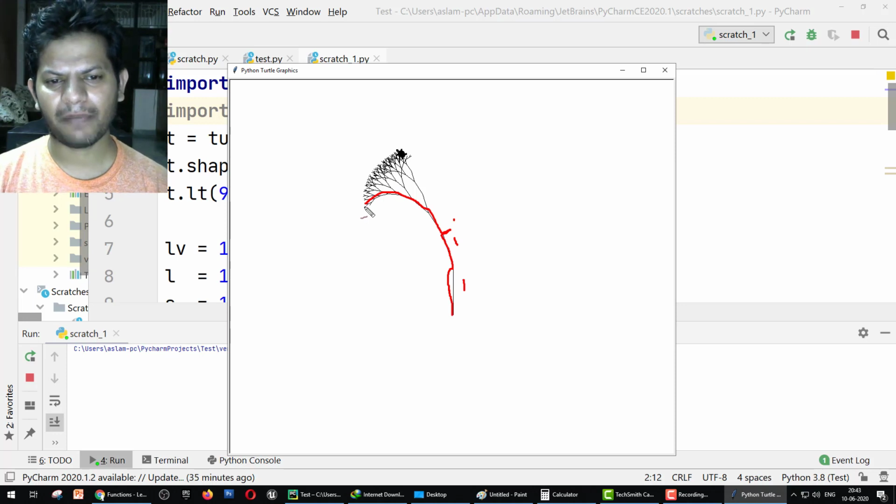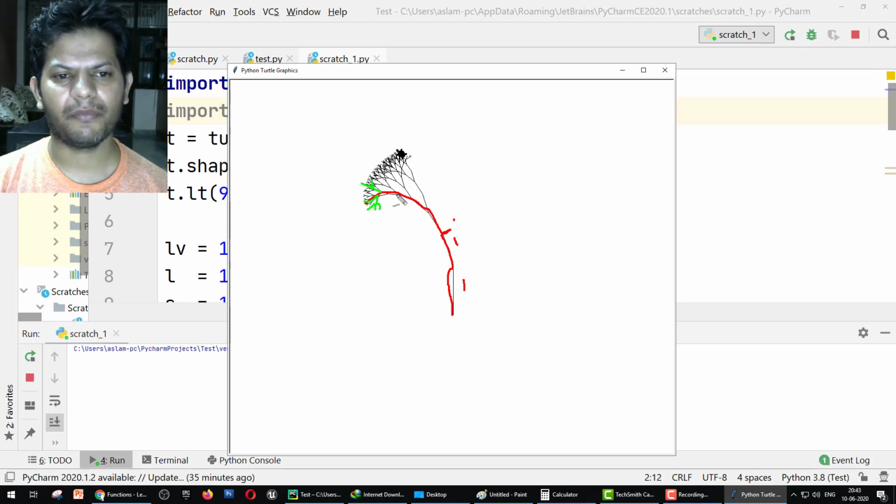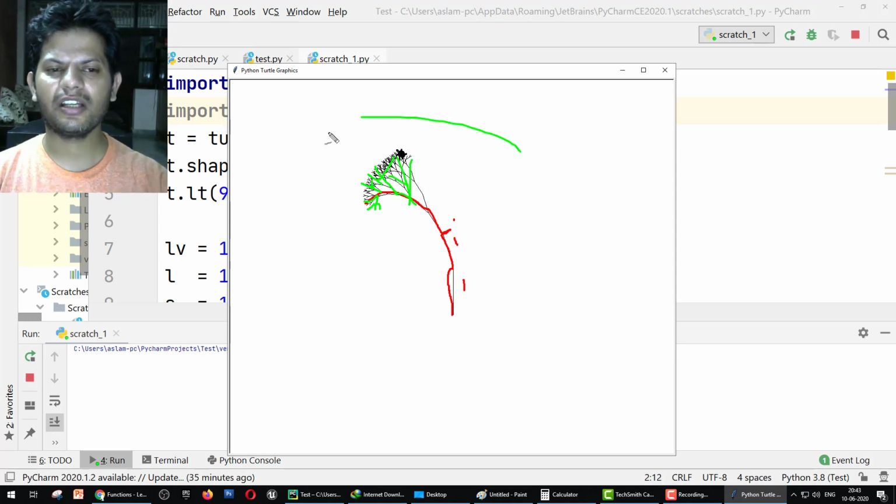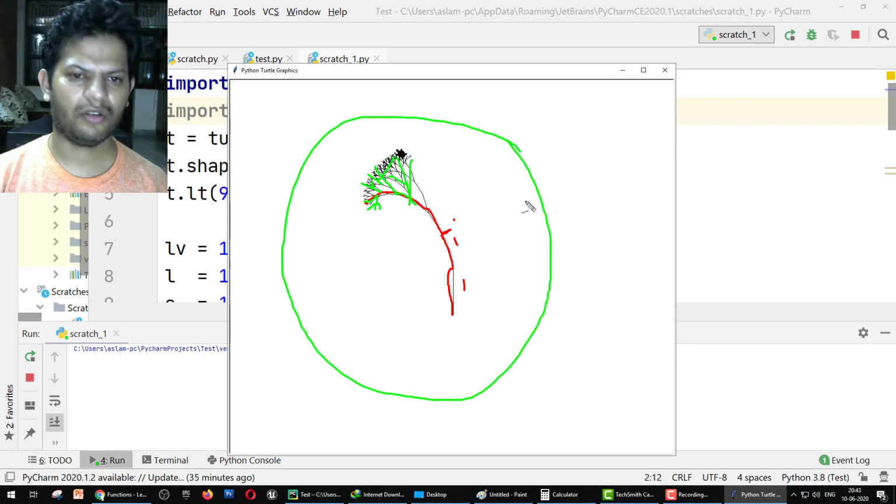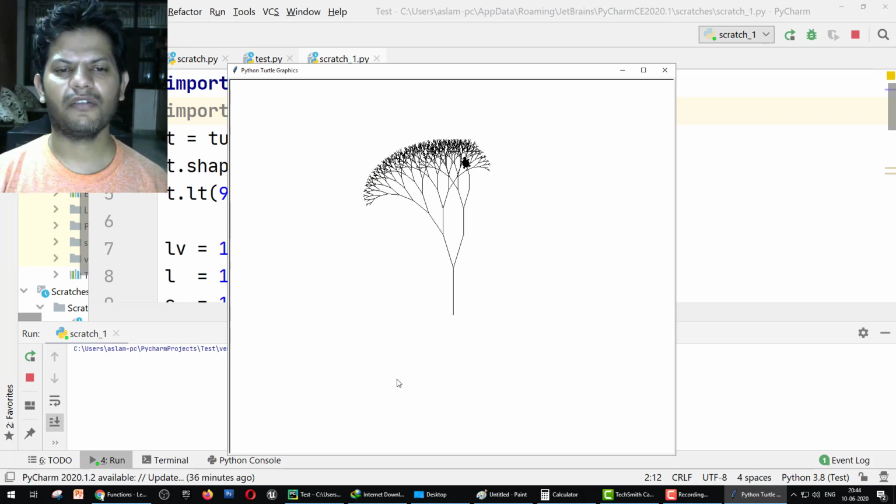Then after some steps are completed, he goes backward and draws some leaves. Go backward, draw some leaf. Go backward, draw some leaf. This is the concept of this tree. Okay, this is the factorial tree.